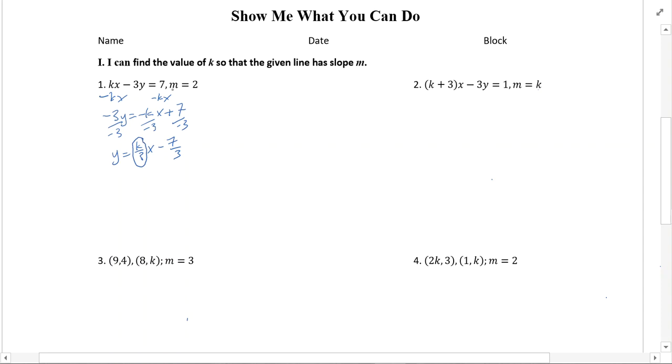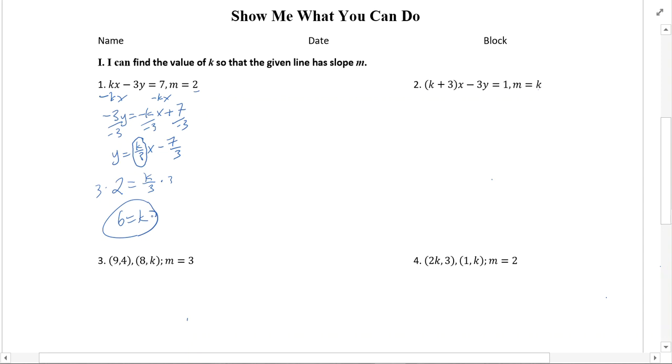And since they're saying m equals 2, and m is the slope, the coefficient, we can set 2 and k over 3 equal to each other. So we're going to say 2 equals k over 3. Now that we have that, we can multiply 3 to both sides. So we're going to get 6 equals k. So here's our solution, 6 equals k.